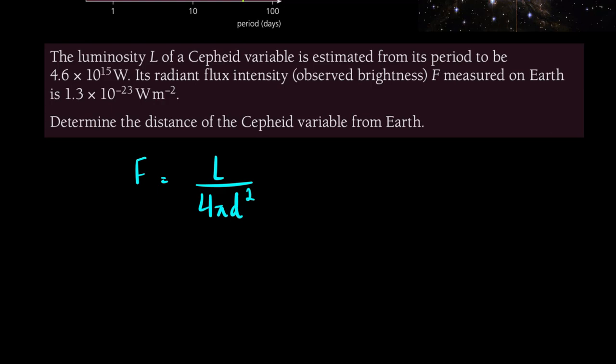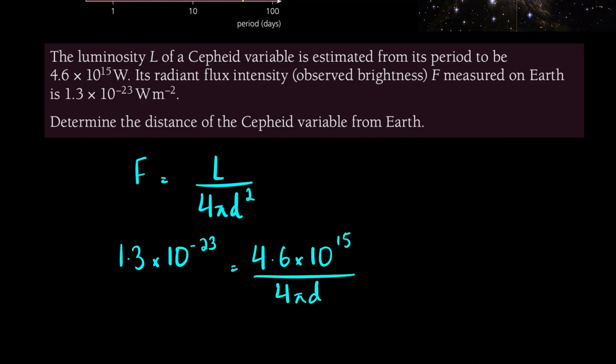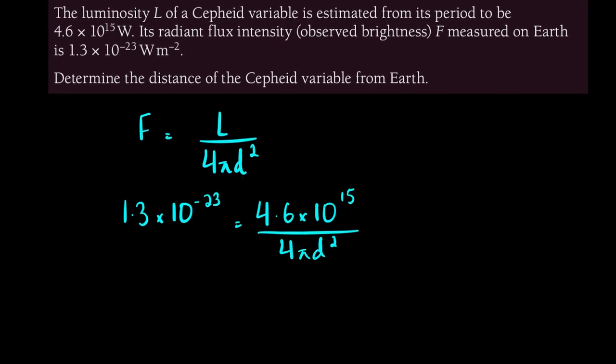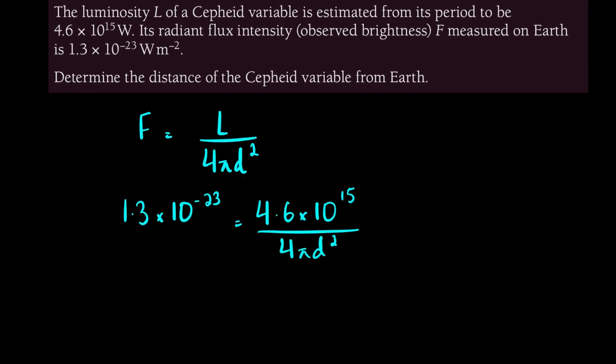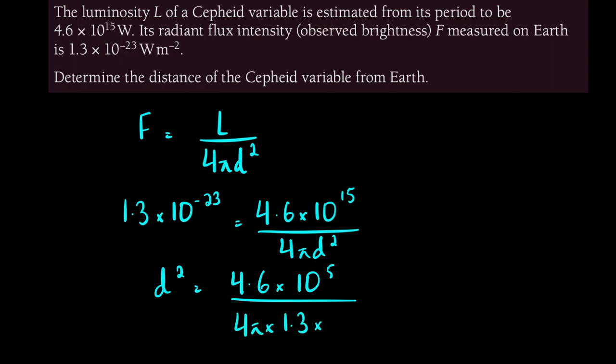So F is 1.3 into 10 to the negative 23, L is 4.6 into 10 to the 15, and you have 4 pi d squared here. If you want to find out d, which is the distance, then d squared would be 4.6 into 10 to the 15 upon 4 pi into 1.3 into 10 to the negative 23.